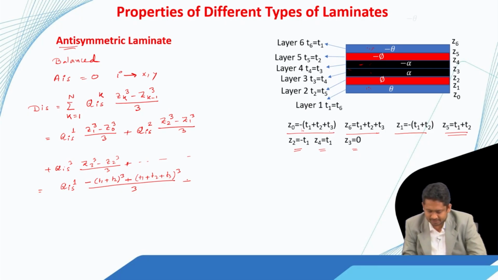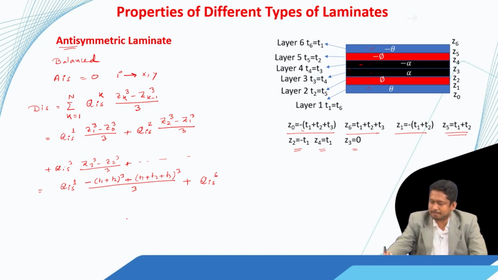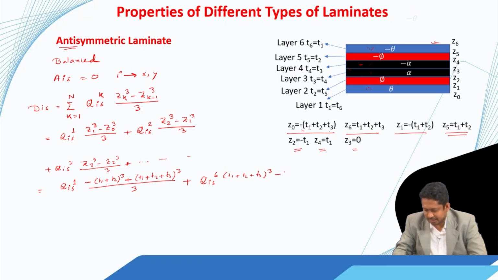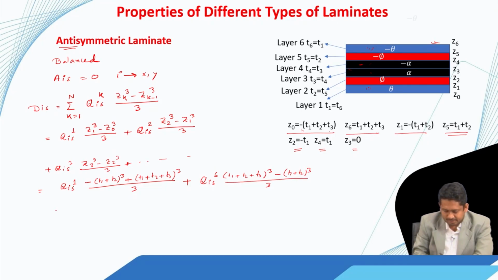Now, let us write it for the sixth layer. So, we have QIS for the sixth layer. For the sixth layer, we have this one at the top. So, we have T1 plus T2 plus T3 whole cube and minus T1 plus T2 whole cube divided by 3.